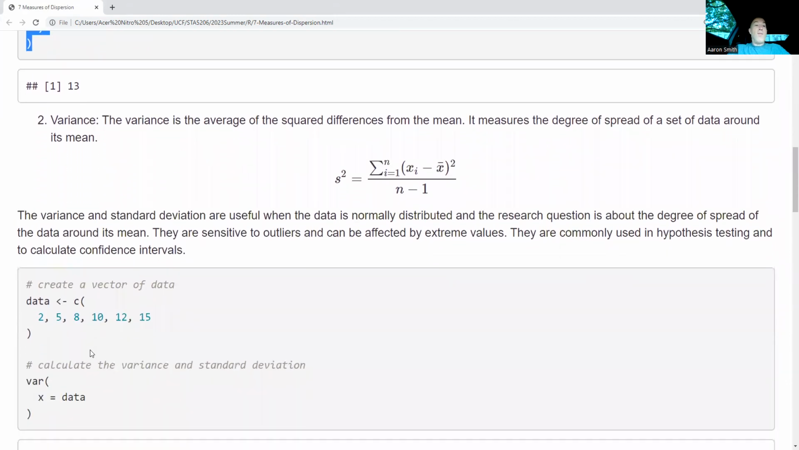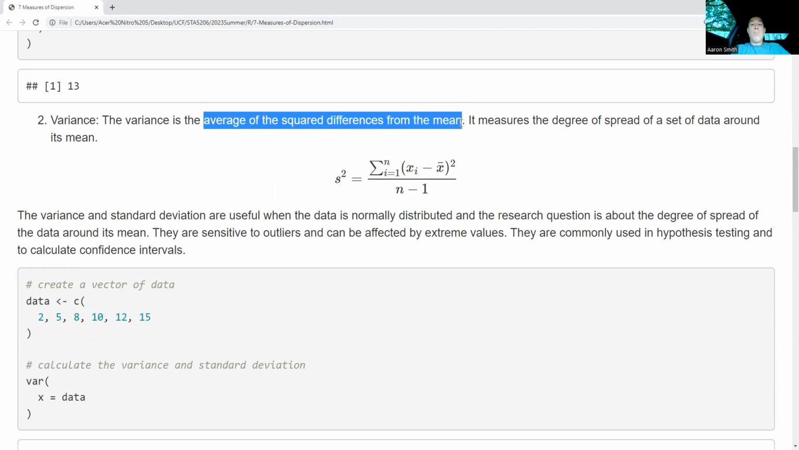Now the next one is variance. Variance is the average of the squared differences from the mean, but this average is a little bit different. Instead of dividing by n, I divide by n minus 1. Typically, some statisticians will divide by n. There's advantages and disadvantages to both. So it measures the degree of spread of a data set about its mean.